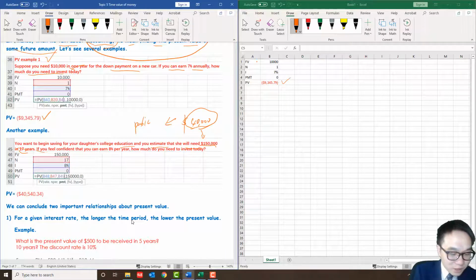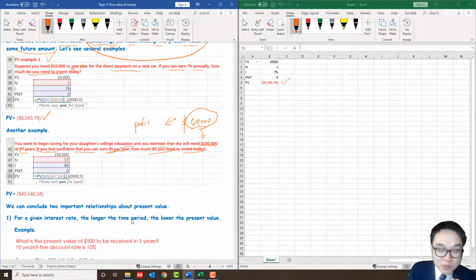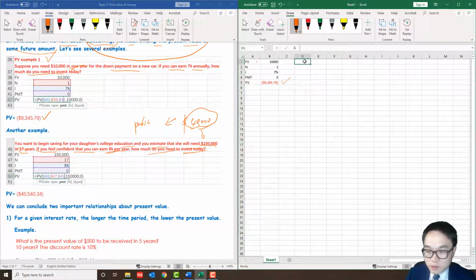But suppose this $150,000 is saved, and needs to be redeemed 17 years later when your daughter becomes 18. If you feel confident that you can earn 8% per year, which is pretty high, the CD deposit rate is not as high as 8%. How much do you need to invest today? Again, this is a cash flow question, and it's about present value. How much do you need to deposit today? So let's open our Excel.